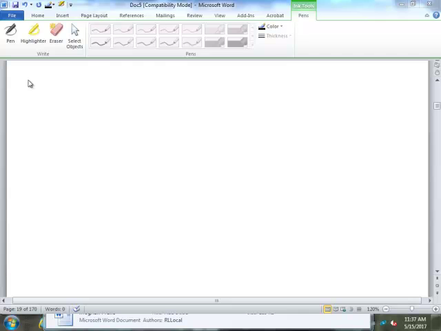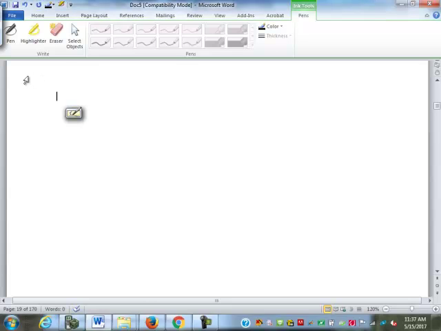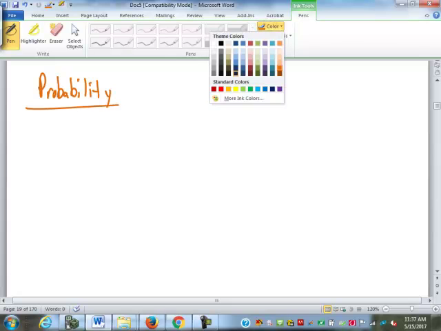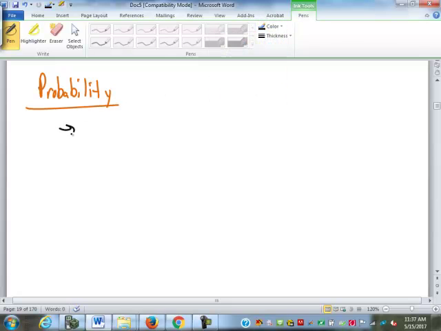So I want to talk first today about basic probabilities. There's a lot of different definitions of probability, but really probability is nothing more than a measure of how likely something is to happen.